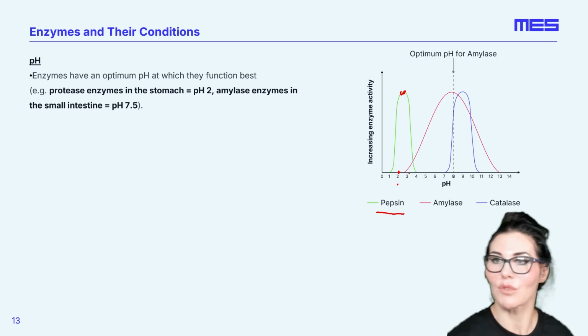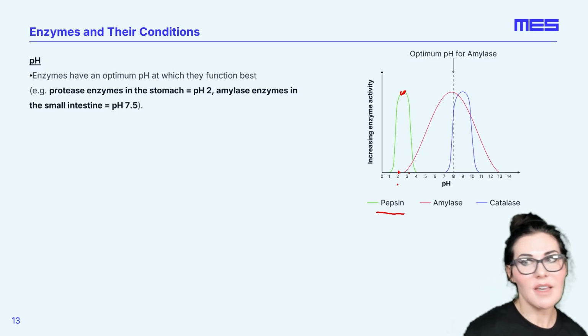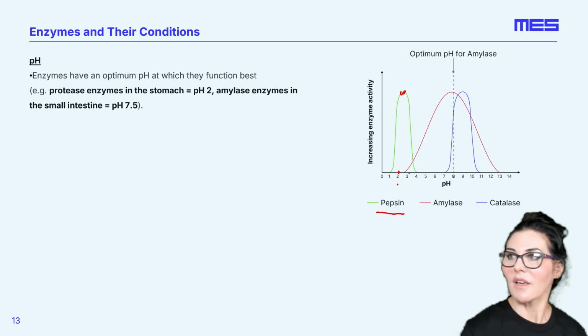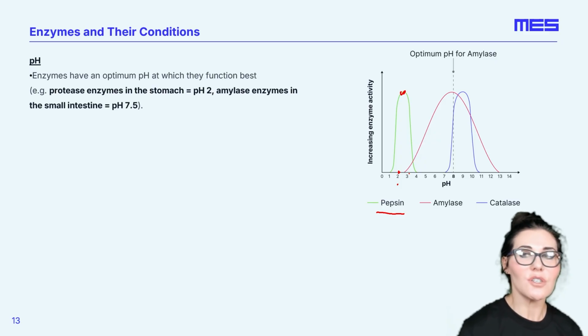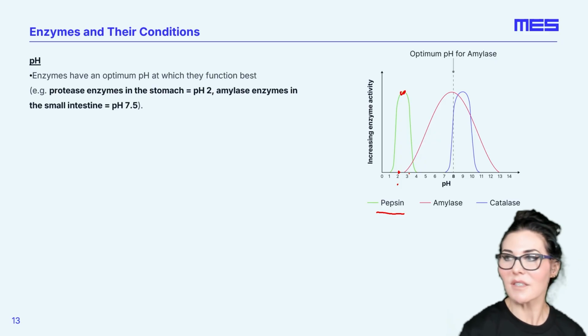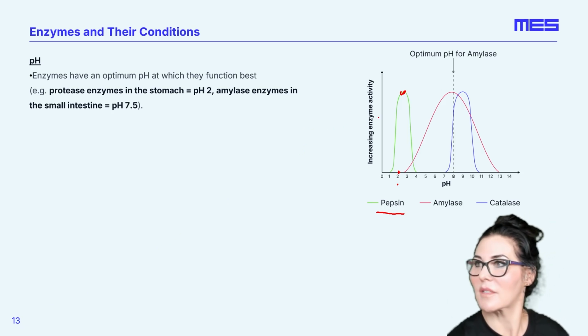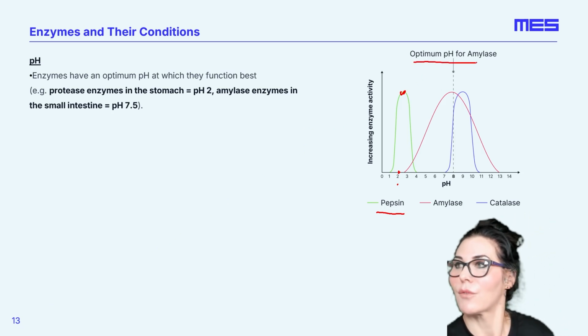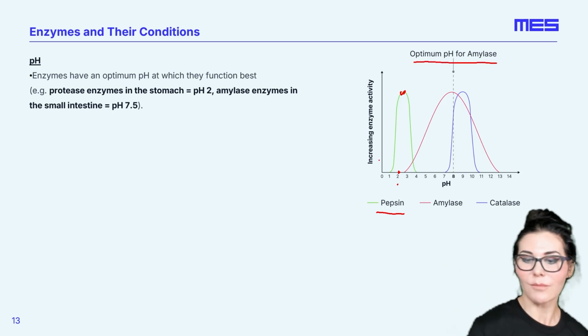at around 2. Whereas amylase in the small intestine is going to work at its best at a more neutral pH, almost slightly alkaline, 7.5, and we can see that that's been highlighted here on the graph already for you.